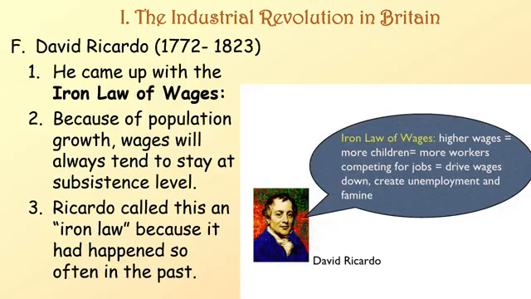David Ricardo, who lived from 1772 to 1823, came up with what he called the iron law of wages. And what he said was this: because of population growth, wages would always tend to stay right at subsistence level. And Ricardo called this an iron law because it happened so often in the past without fail.